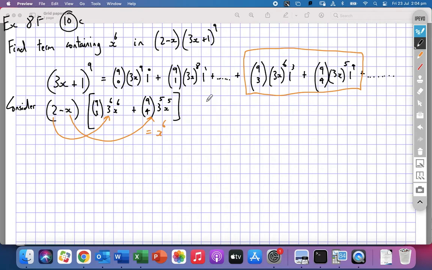Right? So therefore, terms containing x to the power of 6 are, when the 2 multiplies by this, 2 times whatever number 9 choose 3 is, times 3 to the power of 6, x to the power of 6, and then being careful here, this is a minus x, so we'll have minus 9 choose 4, 3 to the power of 5, x to the 6.